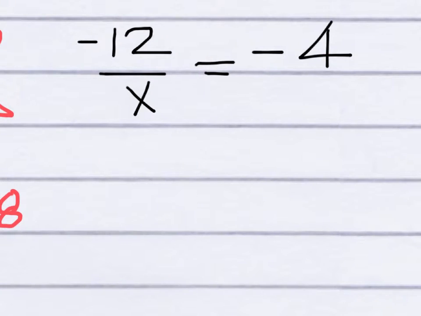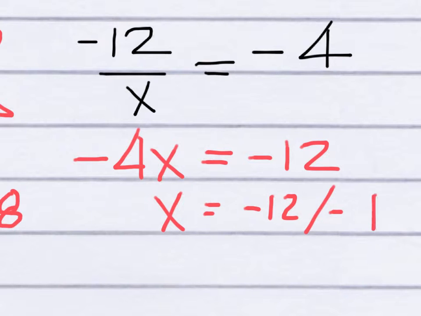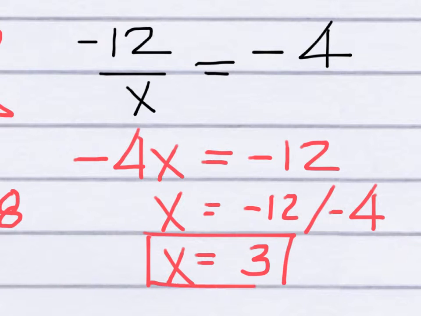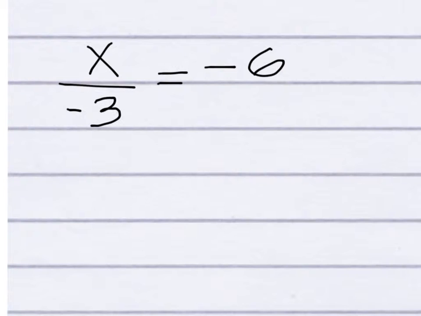And same thing with this one. Cross multiply to get a negative 4x equals a negative 12. Divide that negative 12 by negative 4 and get an answer of positive 3. Cross multiply to get x equals a positive 18.